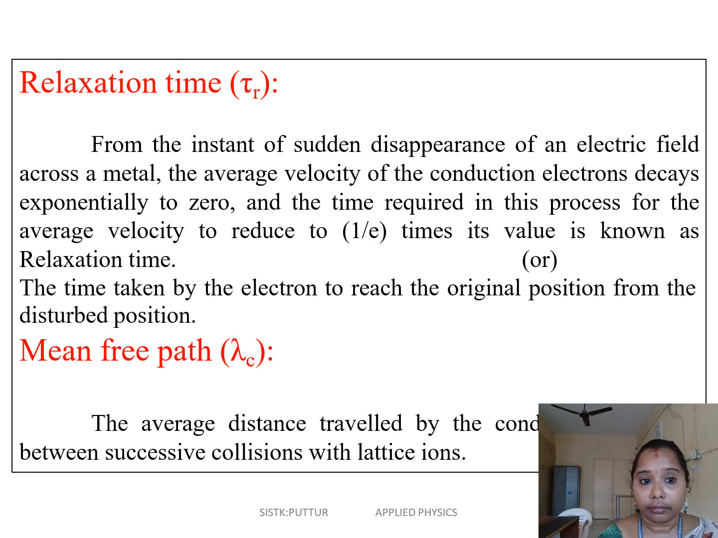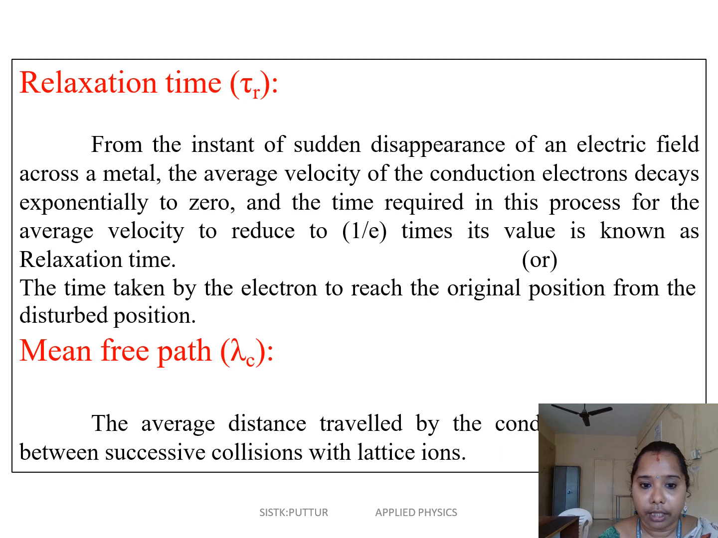And what is the definition of relaxation time? The relaxation time is the time after the sudden disappearance of an electric field across the metal, in which the average velocity of the conduction electrons decays exponentially to zero. The time required for the average velocity to reduce to 1 by e times its value is known as relaxation time. Mainly, it can be defined as the time taken by electrons to reach the original position from the disturbed position.